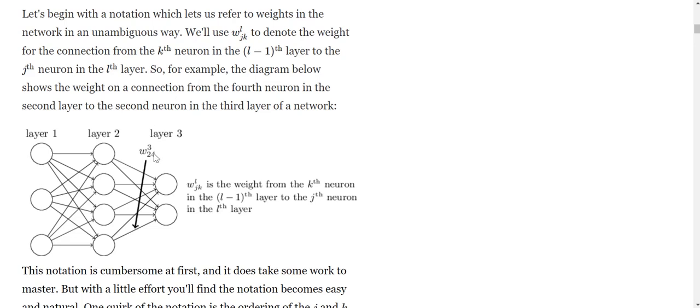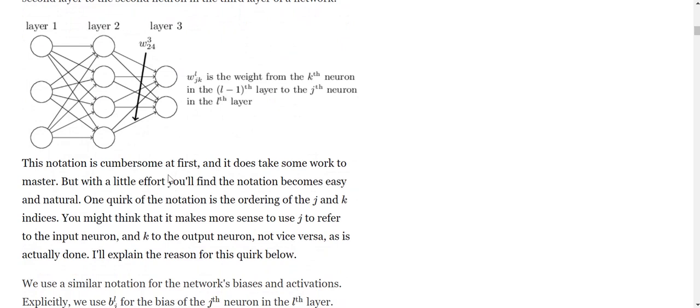So the fourth neuron is in the previous layer, so it is the kth neuron, which comes afterwards in the subscript, and the jth neuron, which is in the layer after, comes before. So this connection from the fourth neuron of layer 2 to the second neuron of layer 3 would be represented as w_24 with superscript 3, where 3 represents the layer which is ahead, right? So if you are writing the representation for a connection between two layers, you will take the superscript for the layer which is ahead, the layer to which the arrow is pointing. This notation is cumbersome at first, and it does take some work to master.